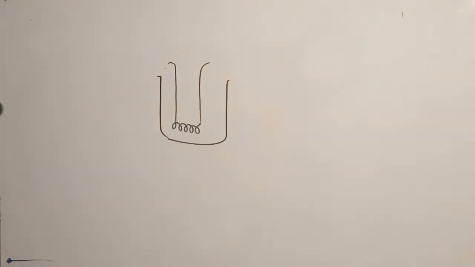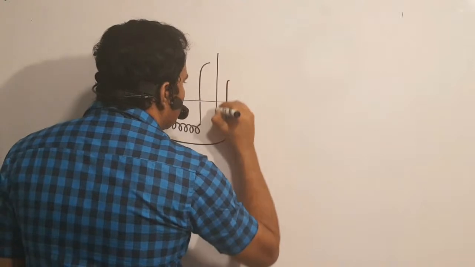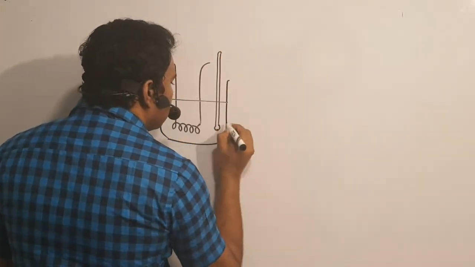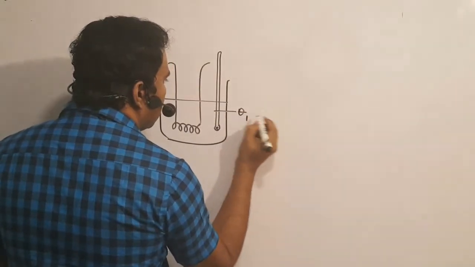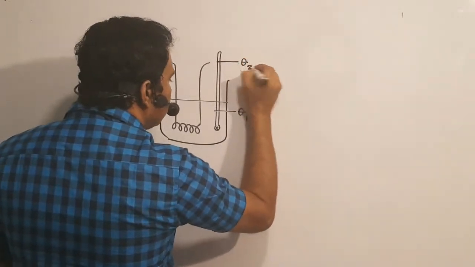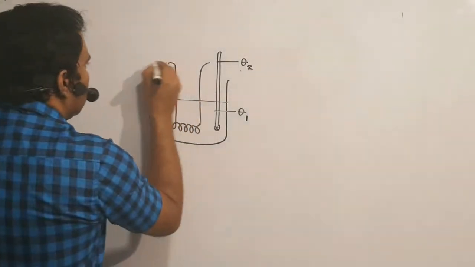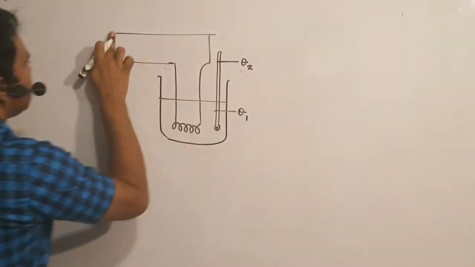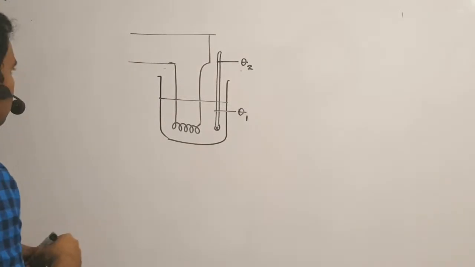Okay. This is a thermometer. Initial temperature theta 1. Final temperature theta 2. That's the temperature change. Here you have to supply this electrical energy or electric potential difference.